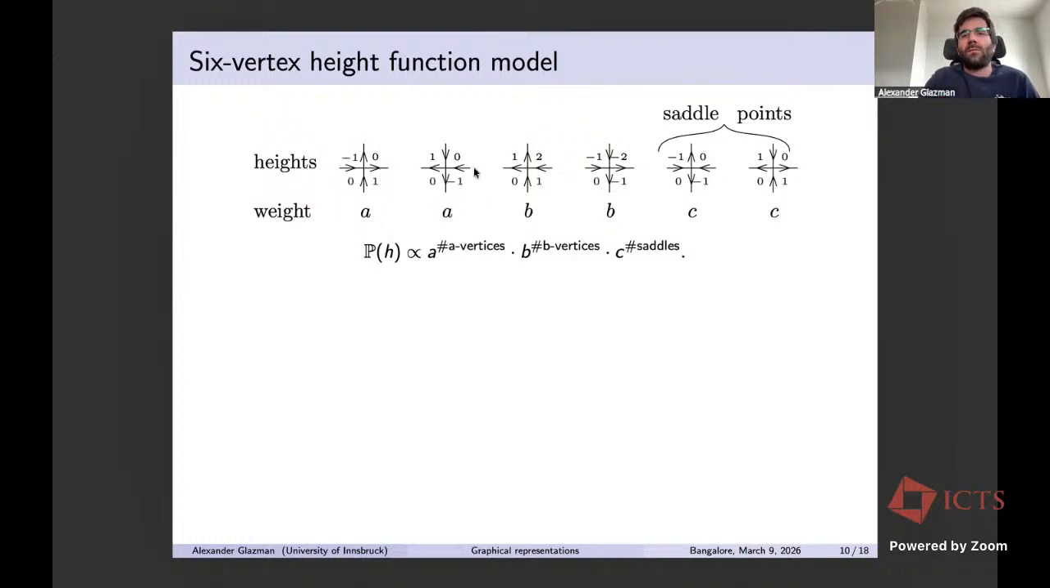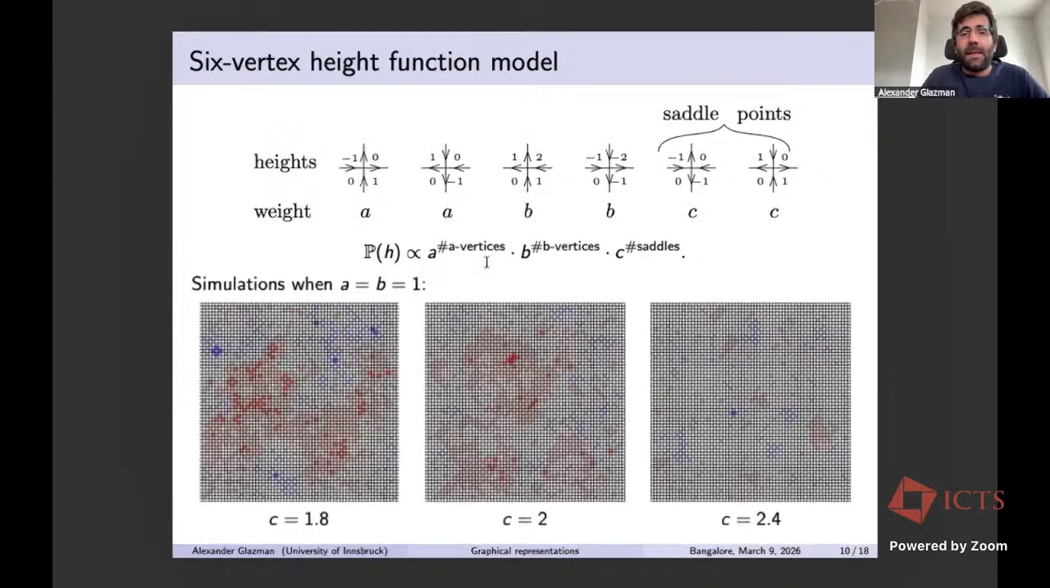These two receive weight A if you have agreement along this diagonal, which goes from southwest to northeast. In the other, with disagreement, you have weight A. If the other diagonal agrees and this one disagrees, weight B. If both agree, which we call saddle points, you have weight C. Probability is proportional to A to the number of A vertices, B to the number of B vertices, and C to the number of saddles.